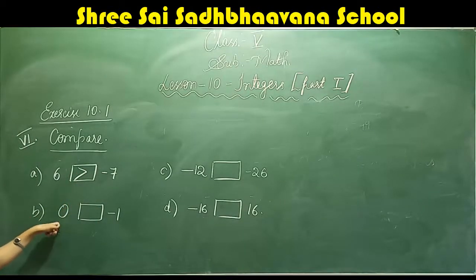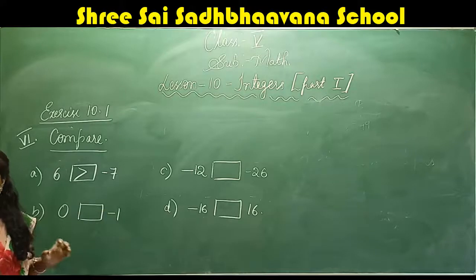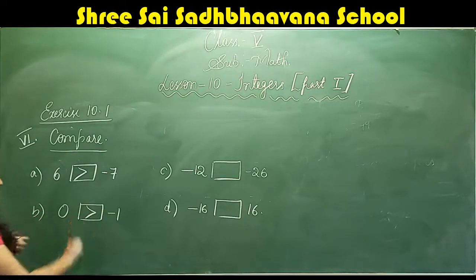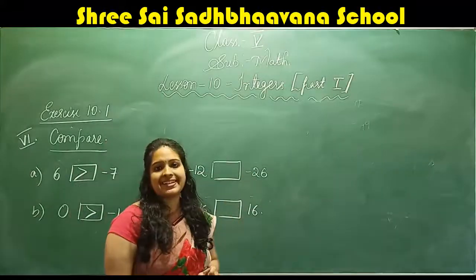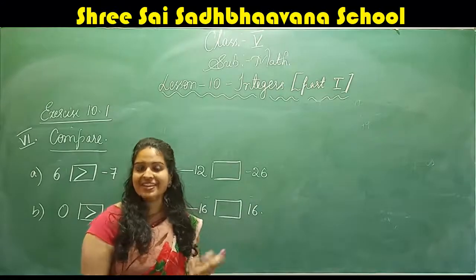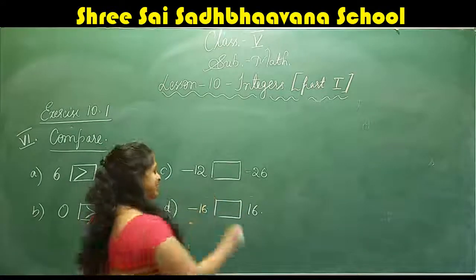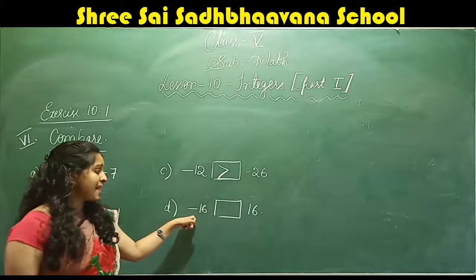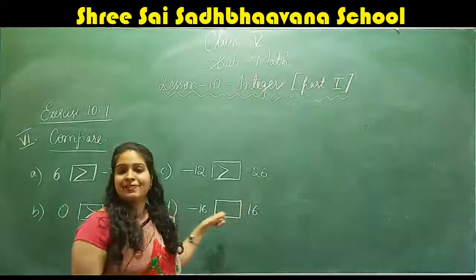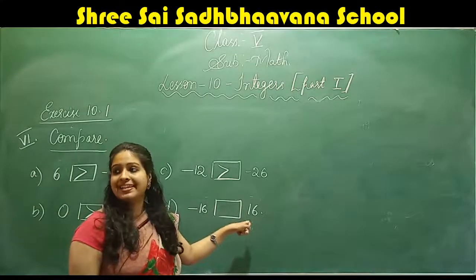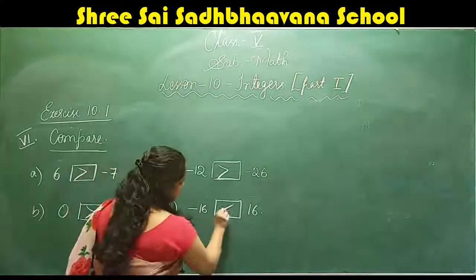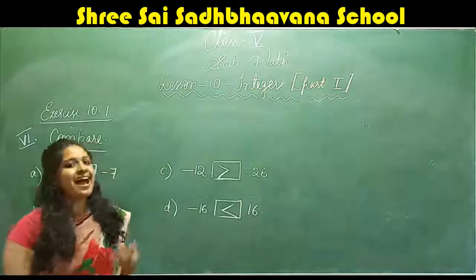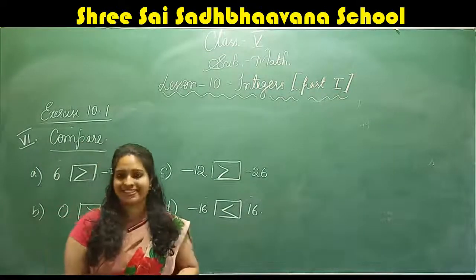Next, B, you see, 0 and minus 1. As I told, 0 is always greater than the negative integer. So 0 is the greatest one. Here you see, minus 12, minus 26. Which one is the greatest one? Minus 12 is the greatest one. And here you see, minus 16 and plus 16. One is negative, one is positive. Which one will be the greatest? The positive one is the greatest one. So simple, right? I hope you will do the remaining sums yourself.